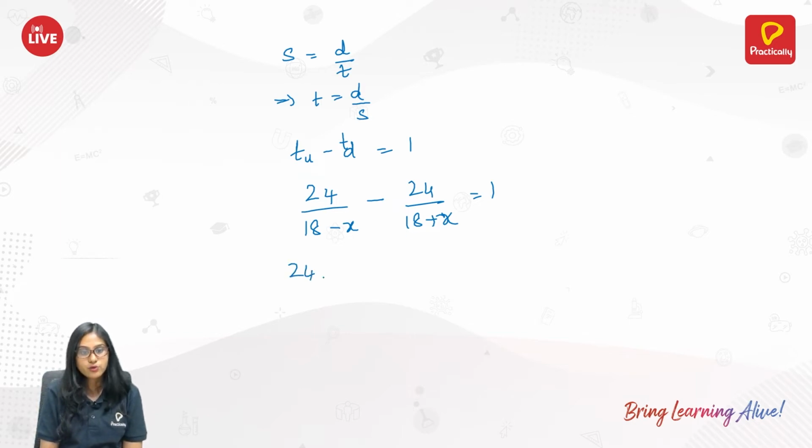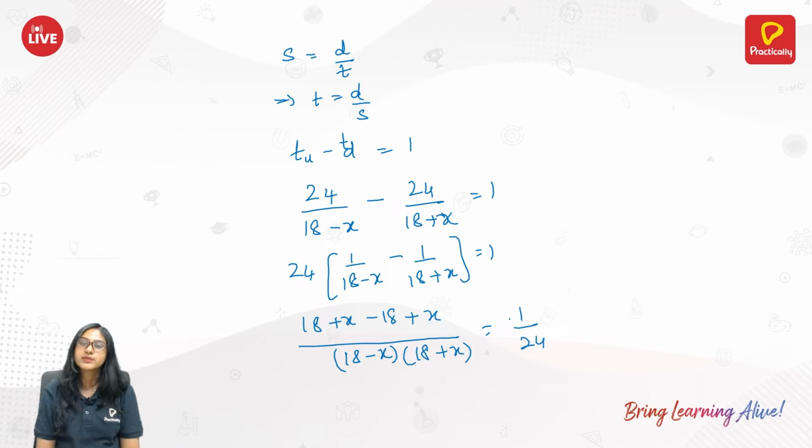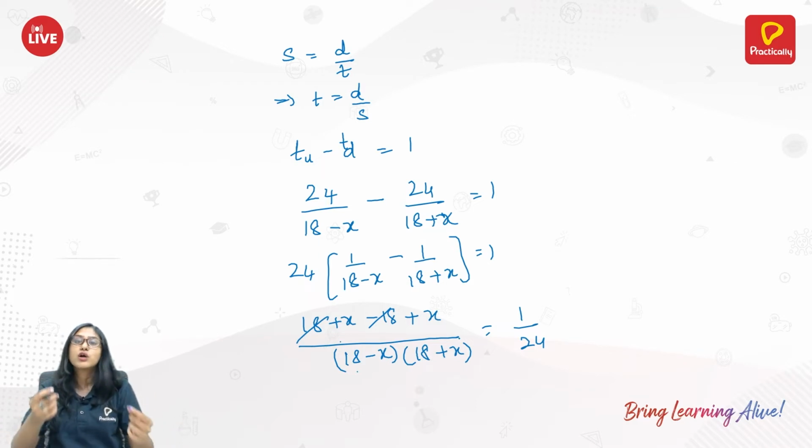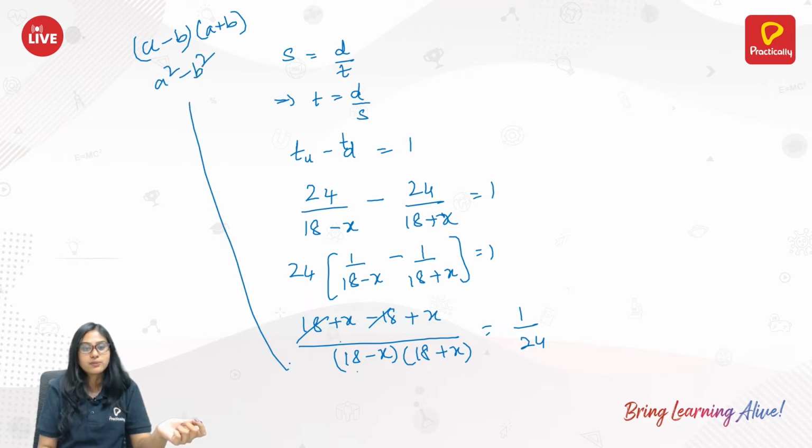So let us take 24 out. 1 by 18 minus x minus 1 by 18 plus x equals 1 by 24. So (18 plus x minus 18 plus x) by (18 minus x) into (18 plus x) equals 1 by 24. Correct? This is in the form of (a minus b) into (a plus b). Just use the formulas, okay? Use the identities which we have studied in the past classes. What is (a minus b) into (a plus b)? Come on, you should know by now. a square minus b square. That is what we'll apply here.